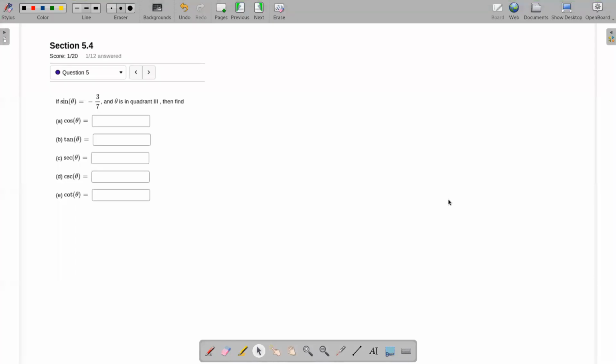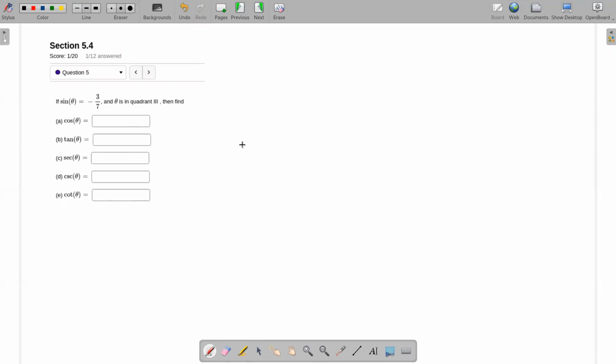Playing with the homework a little bit. 5.4, number 11. There are videos that accompany this, and if you get stuck on it, message me with the message link attached to the problem. So let's see, what do we got? We have the sine of theta equals -3/7, and theta is in quadrant 3.